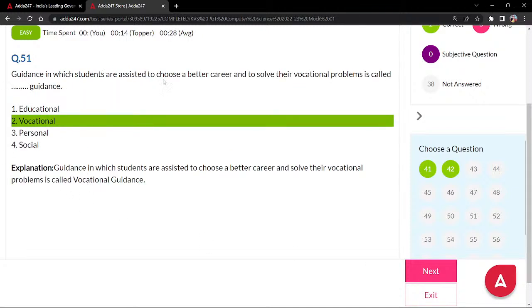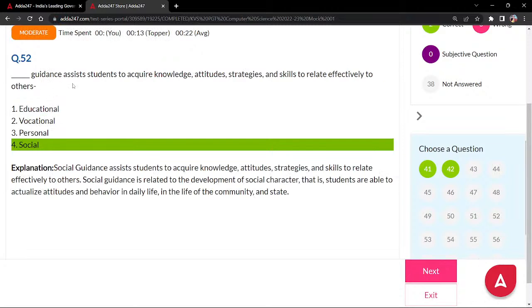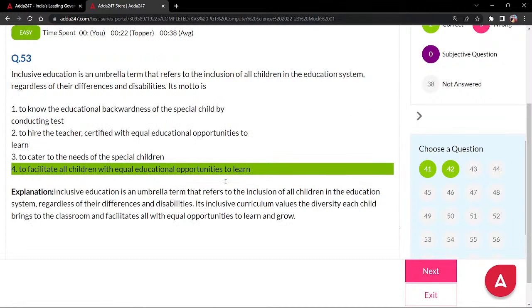Guidance in which students are assisted to choose a better career and to solve their vocational problems is called vocational guidance. Next, social guidance assists the student to acquire knowledge, attitudes, strategies, and skills to relate effectively to others. Next, inclusive education means to facilitate all children with equal education and opportunity. It is an umbrella term in which all children with their differences and disabilities are included.